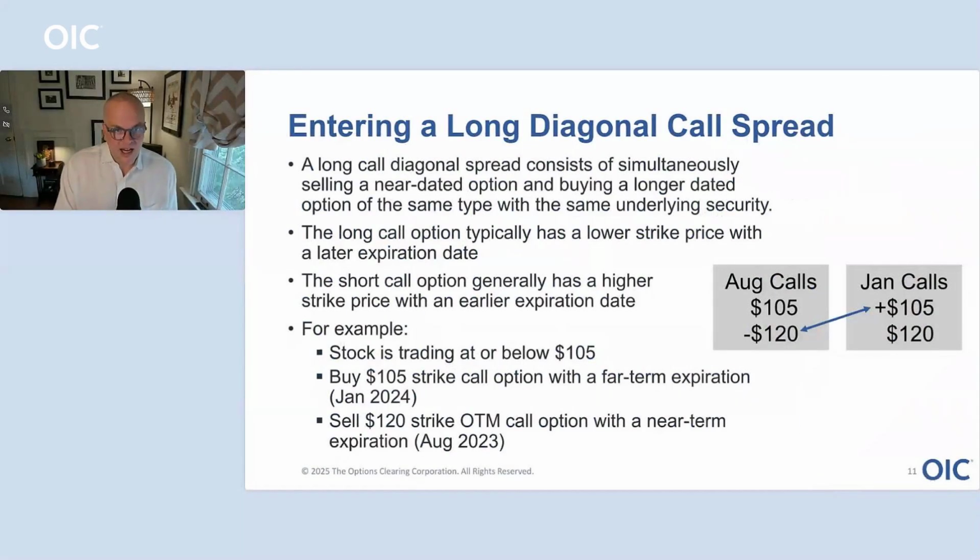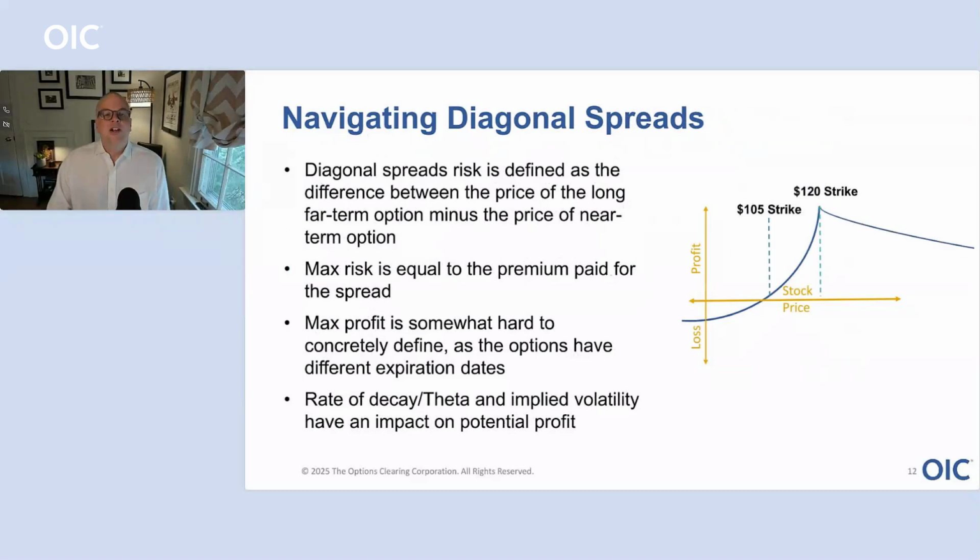That's why it's called a diagonal. And so you have time spread elements to it. You have the August-January time spread, but you also have the vertical part of it that exists between the 105 strike and the 120 strike, because you're long the 105s in the longer dated option and you're short the 120s in the shorter dated option.